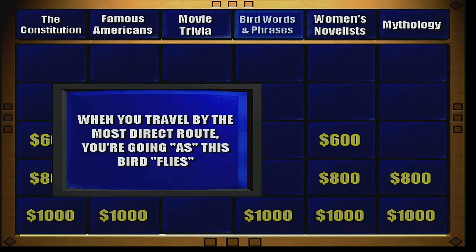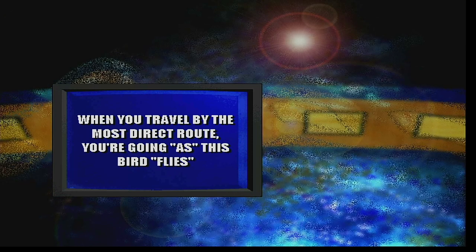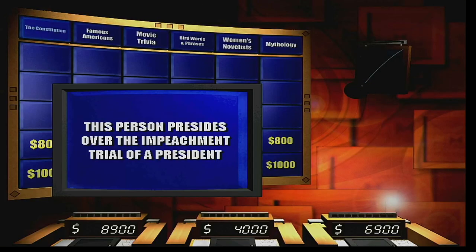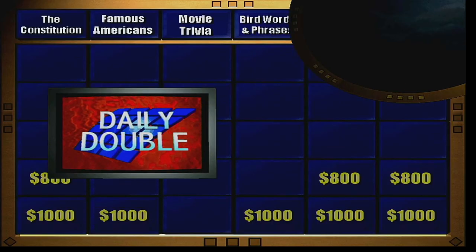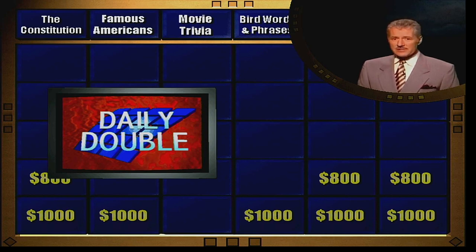When you travel by the most direct route, you're going as this bird flies. Player three? What is a crow? Yes. This person presides over the impeachment trial of a president. Player two? Who is the Chief Justice? Correct. Player two, your wager, please.